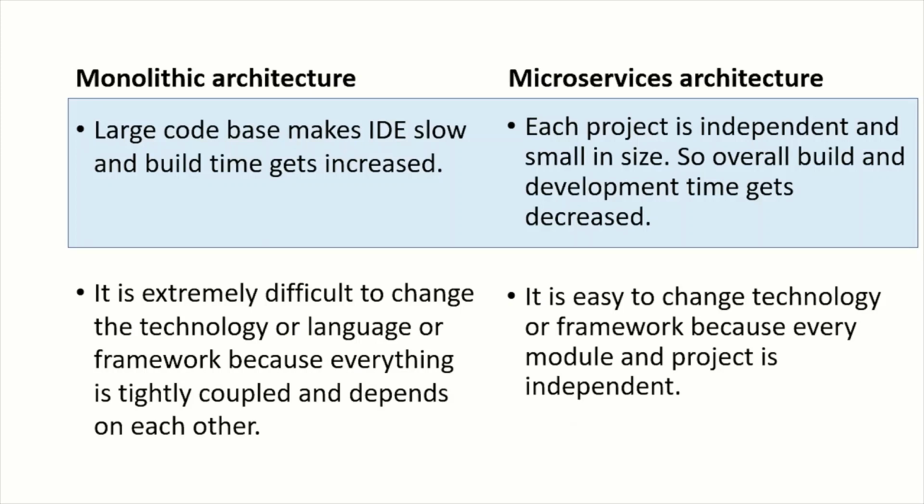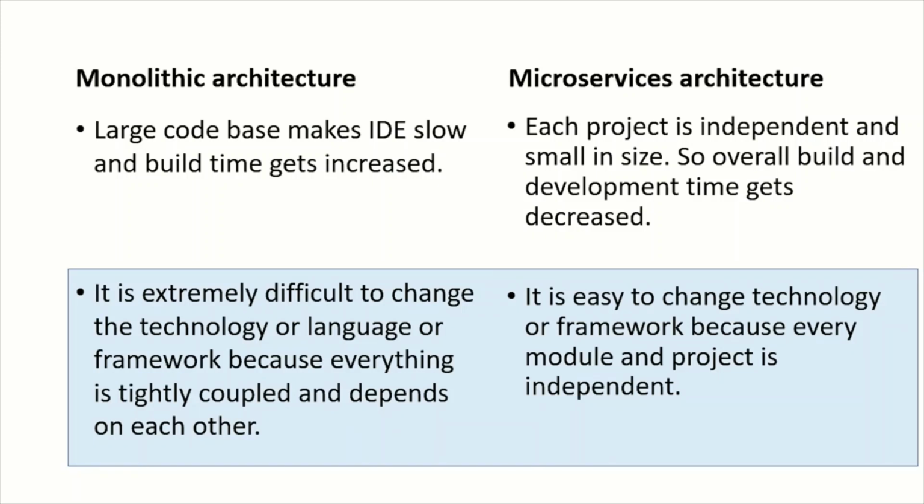A large code base makes the IDE slow and build time increases. If you have only one line change, then building that code will take a lot of time because it will build the complete application. Whereas in microservice architecture, each project is independent and small in size, so overall build and development time gets decreased. This is because if you have a change in any particular service, you change that service and build it. You don't have to build the complete application again.